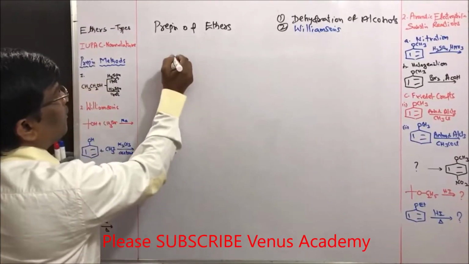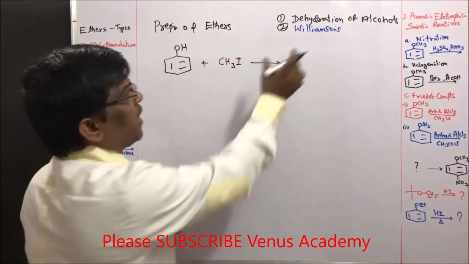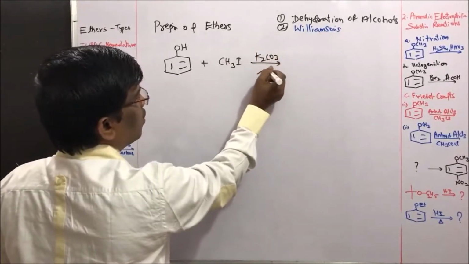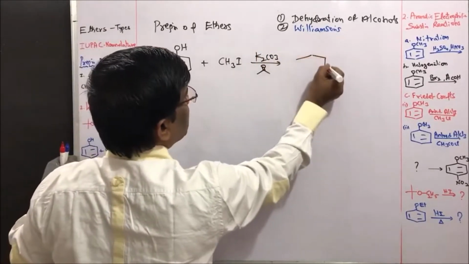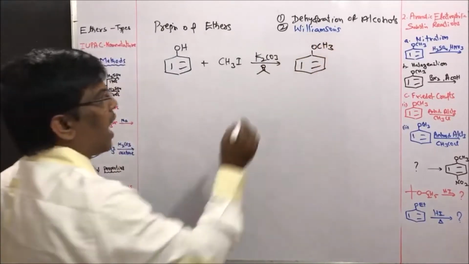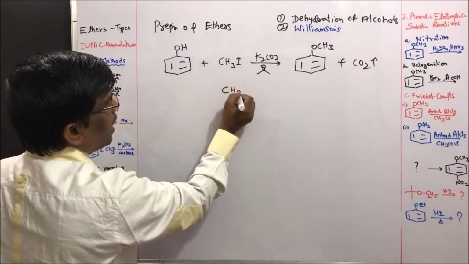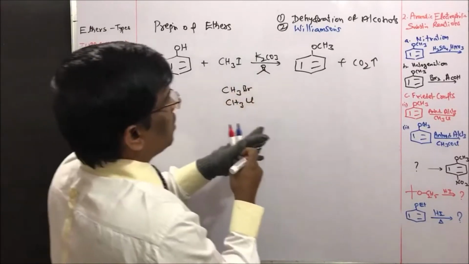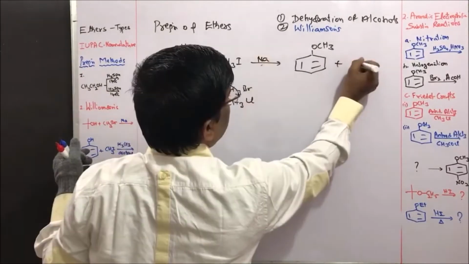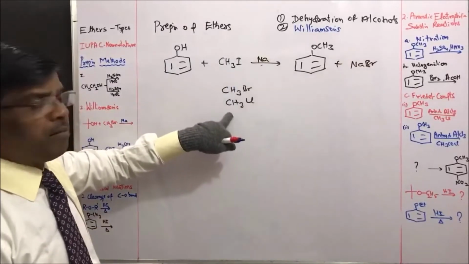So here if I take phenol and methyl iodide or bromide, in the modified Williamson series I can use potassium carbonate and acetone as the solvent. I am going to get methoxybenzene. This is one of the usual methods for the preparation of anisole, plus carbon dioxide. Or I can use methyl bromide or methyl chloride. So here the usual method I can use is sodium. Let me use the same sodium. Here sodium bromide is going out. I can use methyl iodide, methyl bromide or methyl chloride.